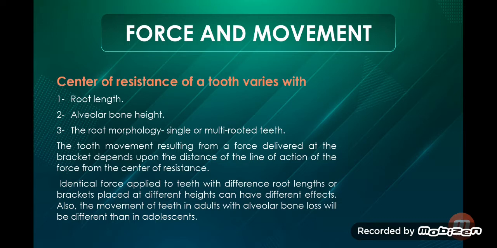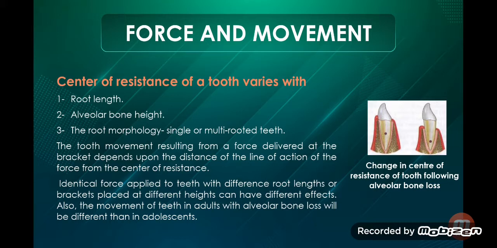The tooth movement resulting from a force delivered at the bracket depends upon the distance of the line of action of the force from the center of resistance. Identical force applied to teeth with different root length, or brackets placed at different heights, can have different effects. Also, the movement of teeth in adults with alveolar bone loss would be different than in adolescents.